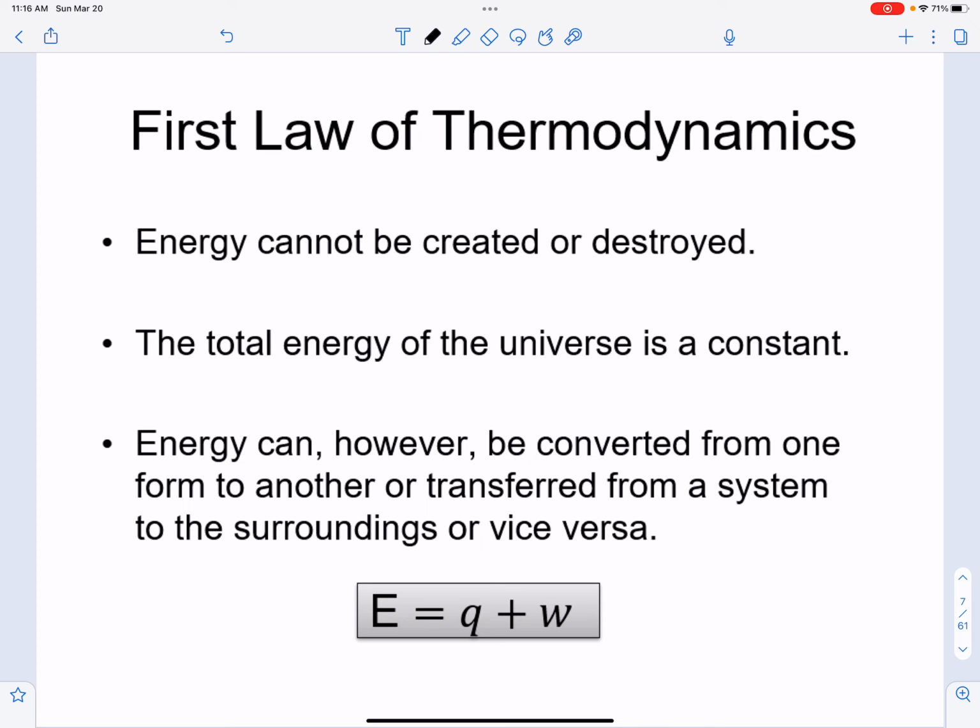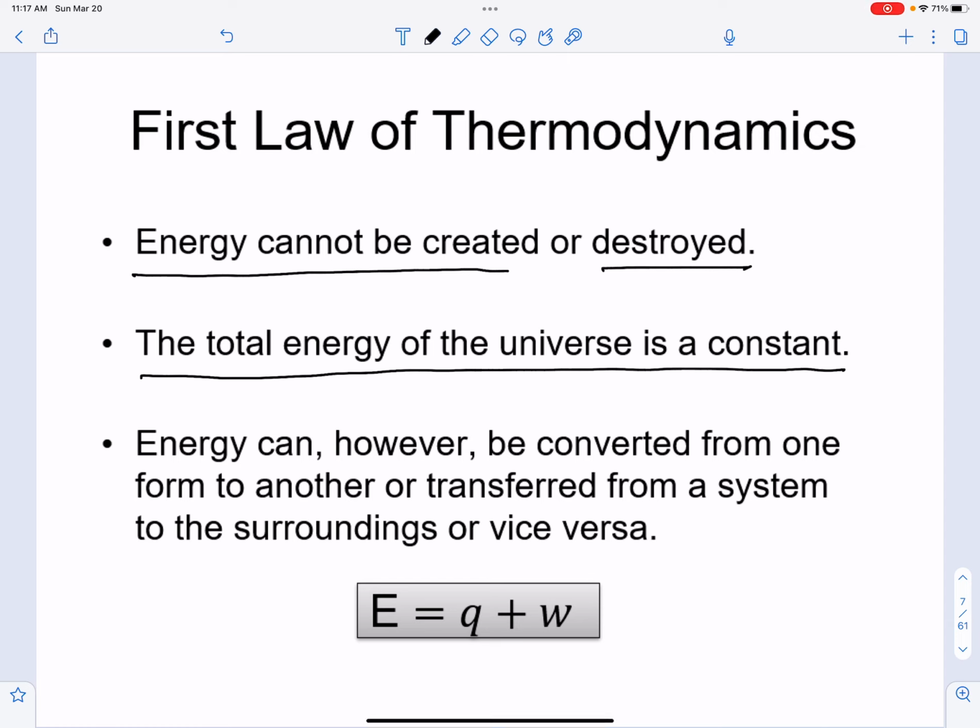So first law of thermodynamics, quick review. Energy cannot be created or destroyed. It can only be transformed. The total energy of the universe is constant. From the moment the universe began, however it began, the energy that the universe had from that moment is still the same energy we have today. We haven't gained, we haven't lost any. It only has been transformed.